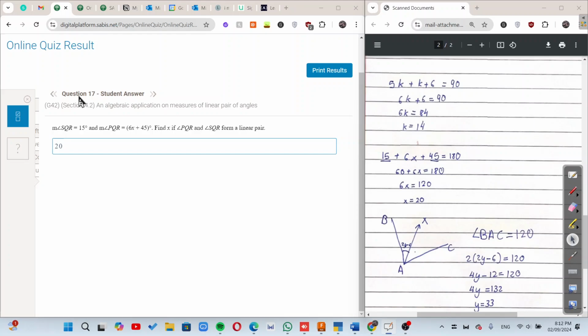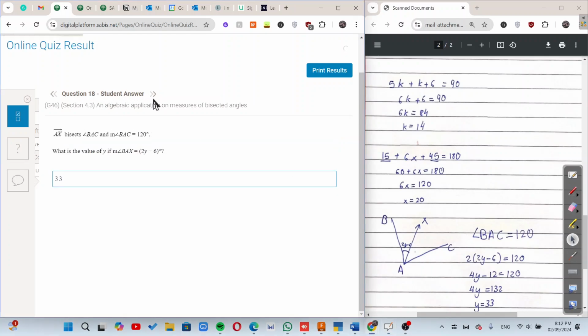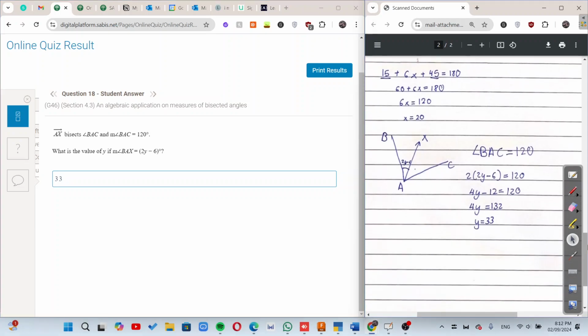Now, moving on to the next question. Okay, so for this question, I'd advise you to draw it to picture it better. They told you that you have an angle BAC, and that AX, the line, bisects this angle. What does it mean to bisect? It means to split it perfectly in half.